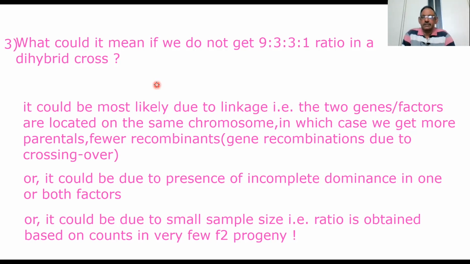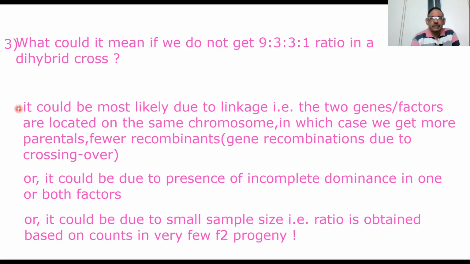We have conducted a dihybrid cross in a large enough sample, in a large enough Mendelian population. And then we are expected to get this dihybrid ratio 9:3:3:1, yet we did not get it. What could be the reason, cause, or what could it mean if we don't get 9:3:3:1 ratio? There are different possibilities. The first possibility and the most likely possibility, it could be most likely due to linkage.